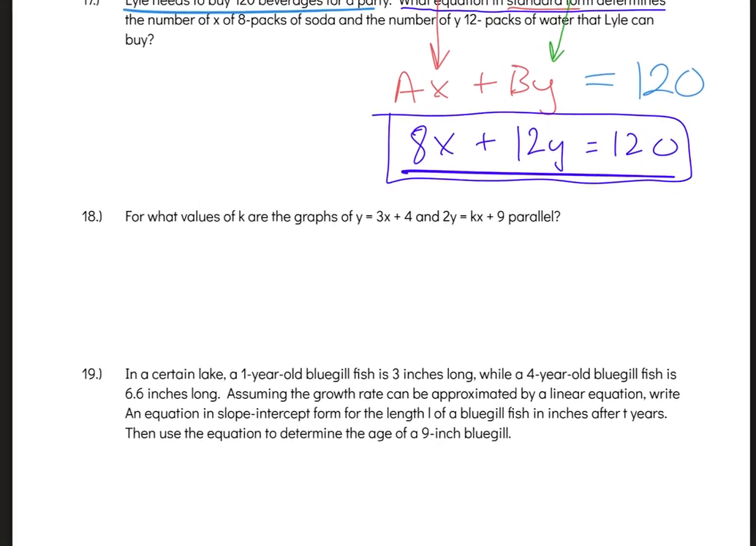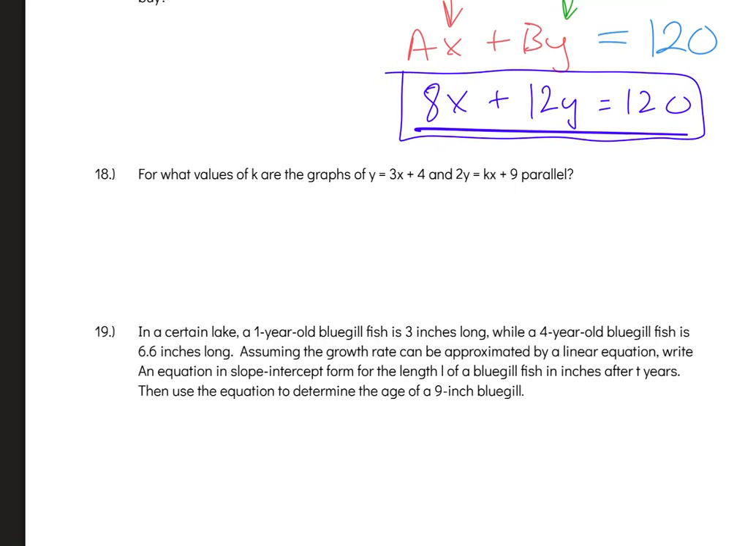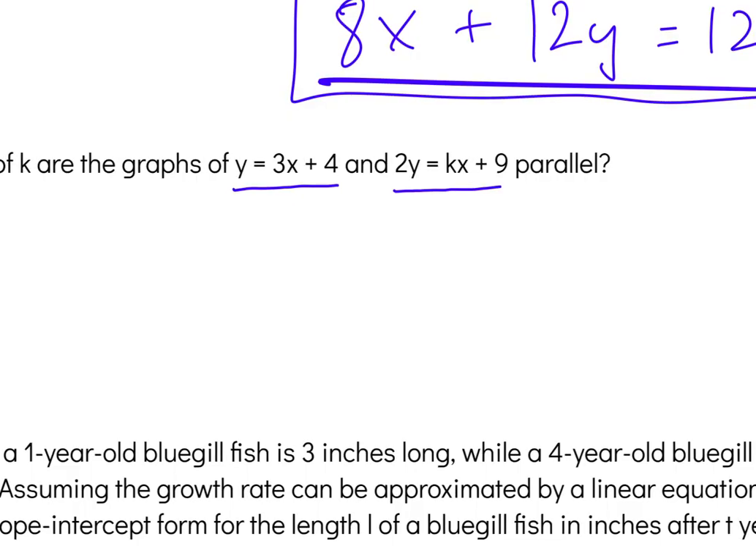For what values of k are the graphs y equals 3x plus 4 and 2y equals kx plus 9 parallel? So let's check this out. If these two are going to be parallel to each other, then their slopes need to be equal to each other. There's already kind of a curveball, and then they put the k there, right? That's a little tiny curveball. It gets a lot curvier because of that 2, all right?